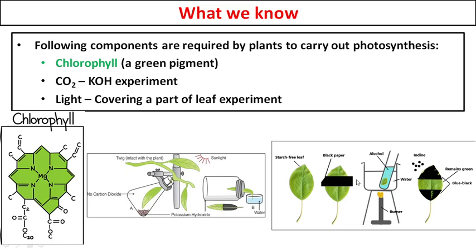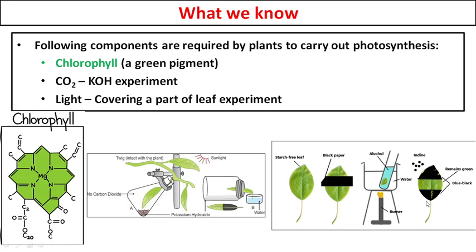You leave it like that for a day, and after that you break that leaf, you put it in alcohol and water and you boil it. This boiling is done just to weaken the structure of the leaf, okay, so that iodine can be absorbed. After doing this process, when you add iodine on it, the portion which did not have the black paper will turn blue black in color, showing that there is activity, there is starch which has been synthesized.